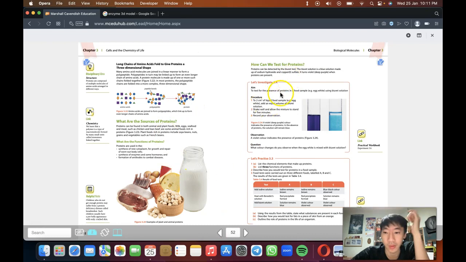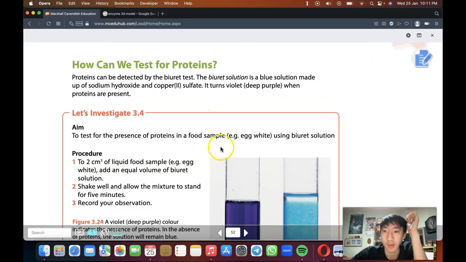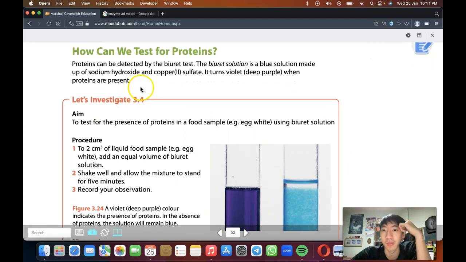let's talk about the test for proteins. Proteins can be detected by the Biuret test. Okay, so same thing, right? It's invented by a guy probably called Biuret. I don't really know for sure.